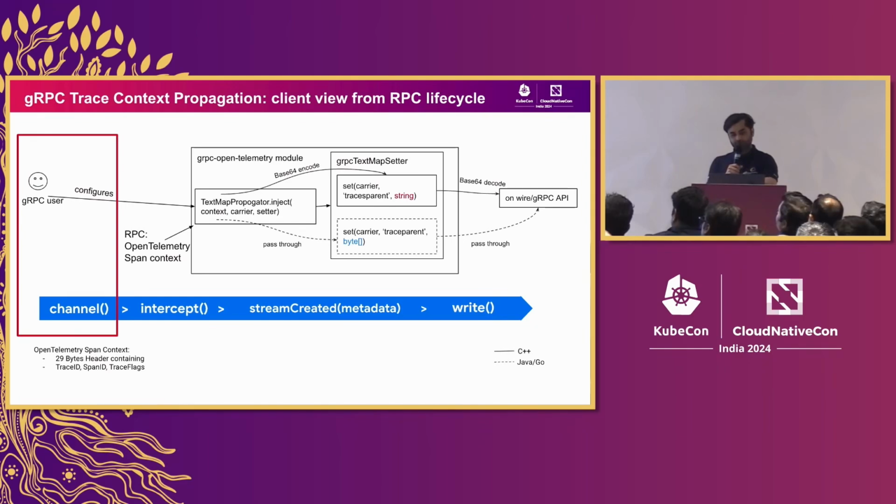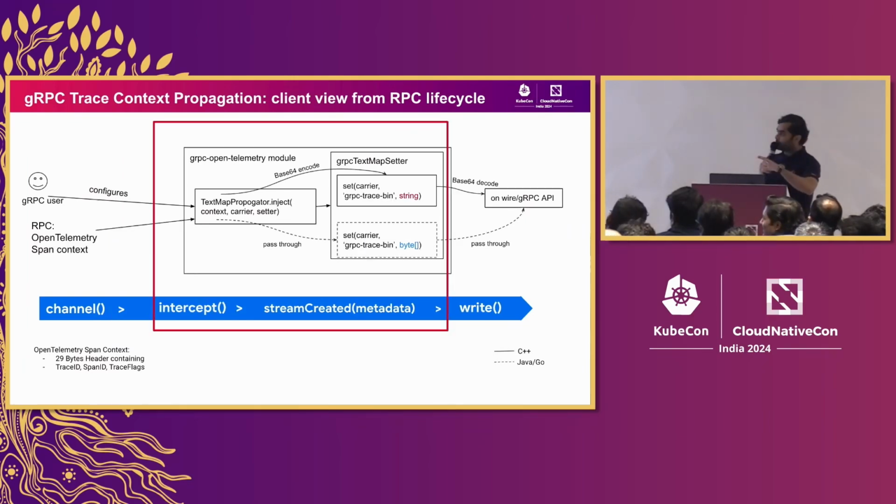From the user's point of view, the only thing you have to do is, when you create the gRPC client, provide the text map propagator, which is basically an OpenTelemetry object that allows you to inject the span context and extract the span context. And you do it at the time of creating the client, so you cannot do it at runtime. Once you do that, your gRPC application is instrumented completely. That's the only thing you provide.